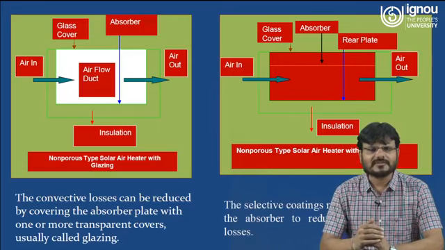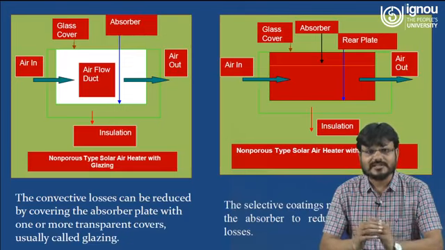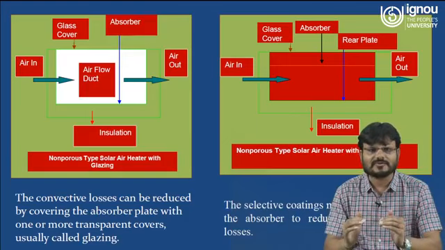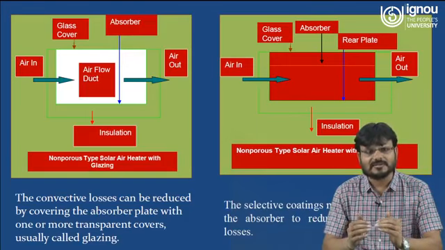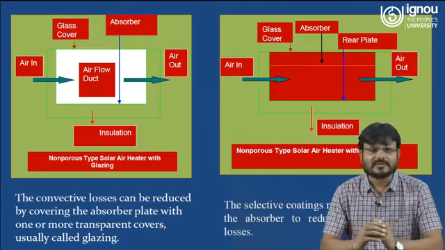The convective losses can be reduced by covering the absorber plate with one or more transparent covers, usually called glazing. So you can understand like this, there is one glass cover, or it may be two glass covers. There will be some advantages and disadvantages, and we will discuss later what is the advantage of one glass cover and what is the advantage of two glass covers.